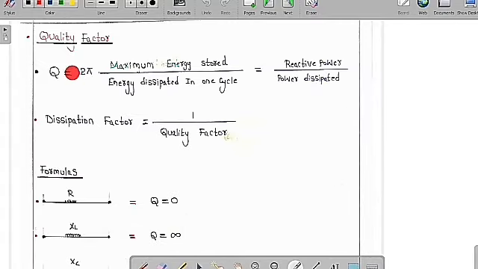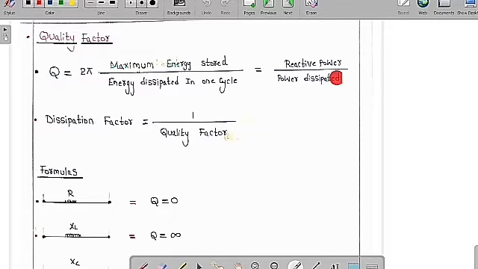So now we are going to learn about the quality factor. See, the expression of the quality factor is equal to 2 pi into maximum energy stored by energy dissipated in one cycle. Means in one cycle, the ratio of the maximum energy stored to the energy dissipated in one cycle, into 2 pi, is called the quality factor.